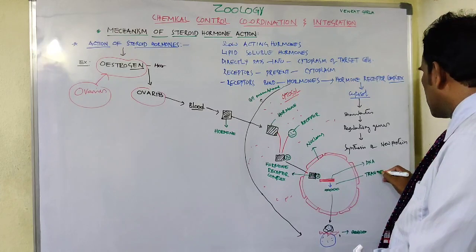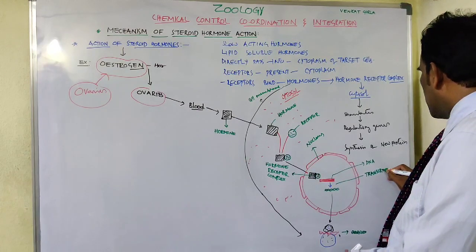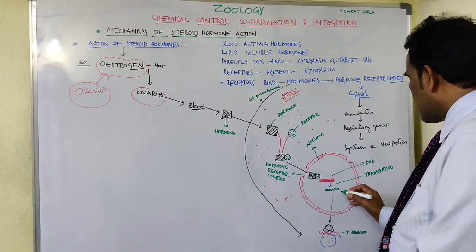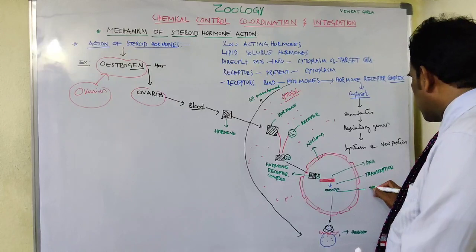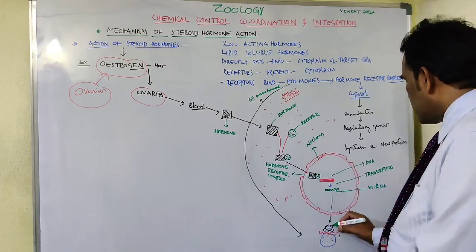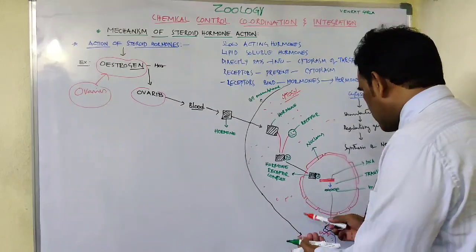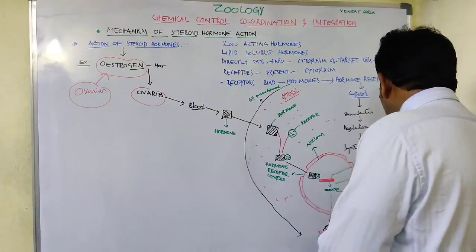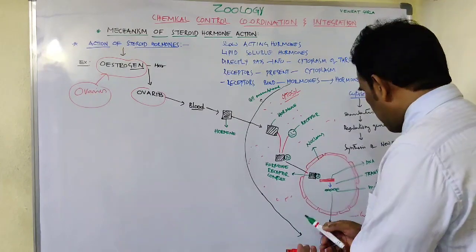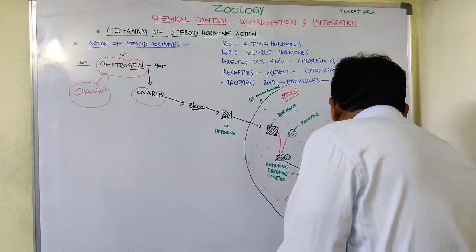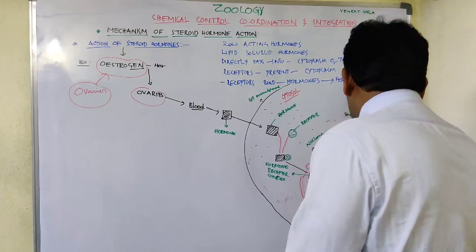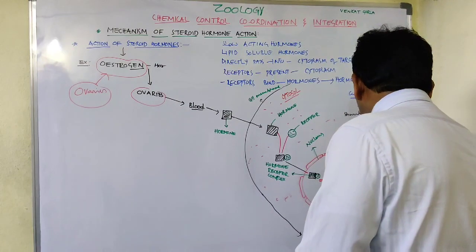Transcription. As a result of transcription, what will be forming? mRNA, messenger RNA, is forming. This messenger RNA comes out of the nucleus into the cytoplasm, and it attaches and binds with the ribosomes. This is the ribosome.